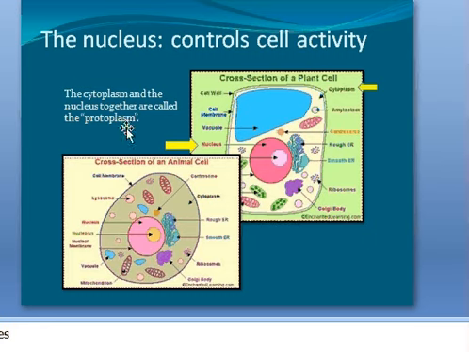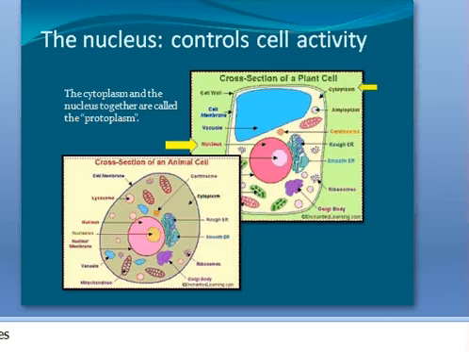And you'll want to know that the cytoplasm, which is just all this, is kind of like the base that all the stuff is floating in here too. The cytoplasm and the nucleus together are called protoplasm.